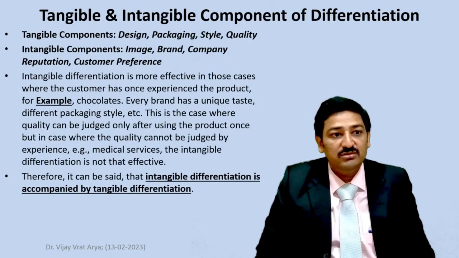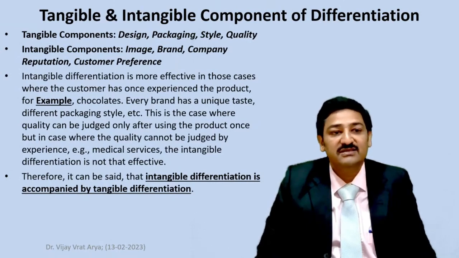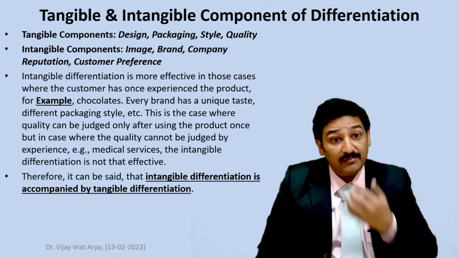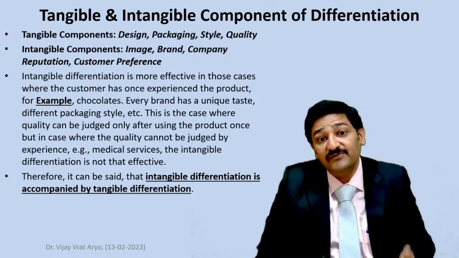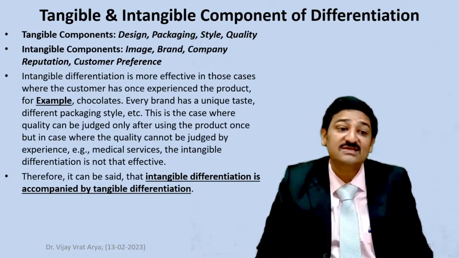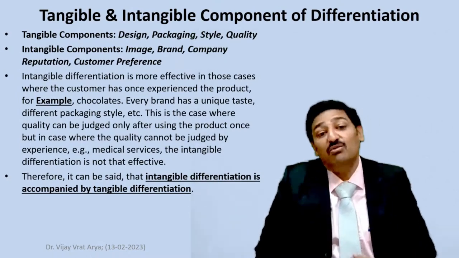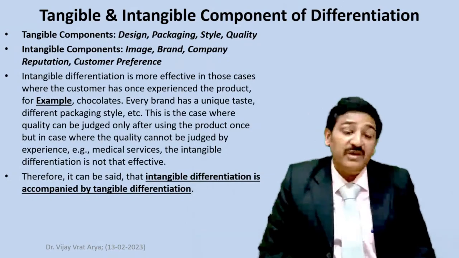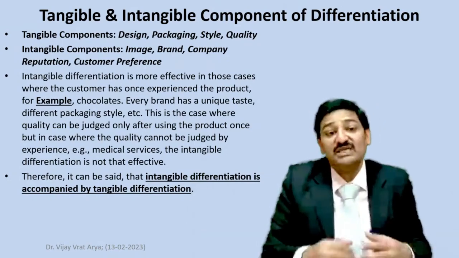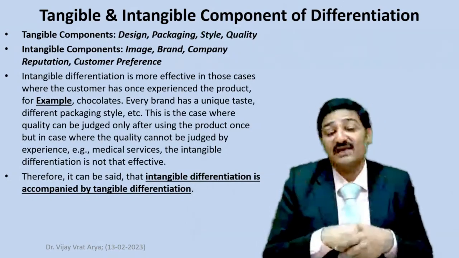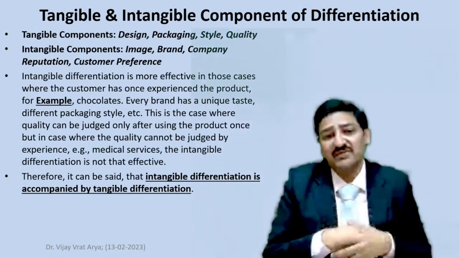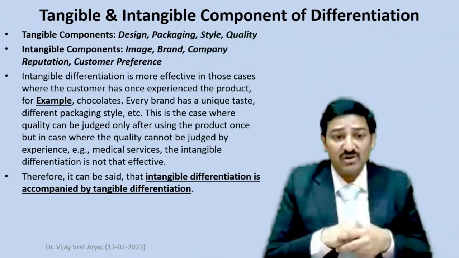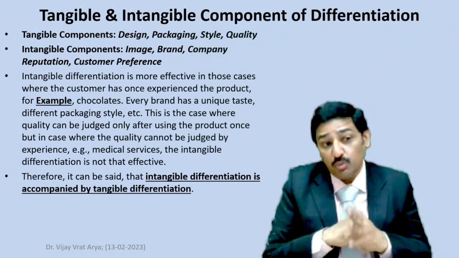Now, we need to understand it further with the help of an example. Intangible differentiation is more effective in those cases where the customer has once experienced the product. Let's take the example of the chocolate industry, where every brand has a unique taste, different packaging style, maybe different color combinations. But this is a case where quality can be judged only after using the product once.